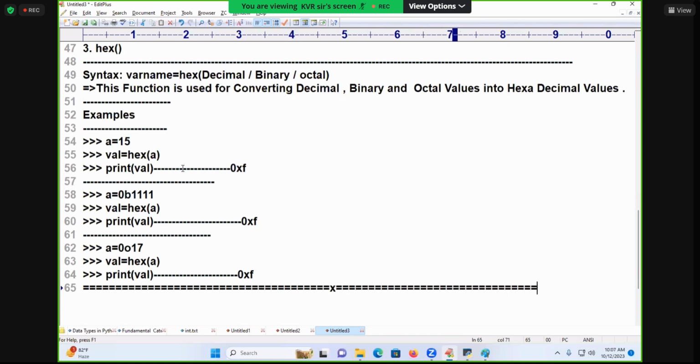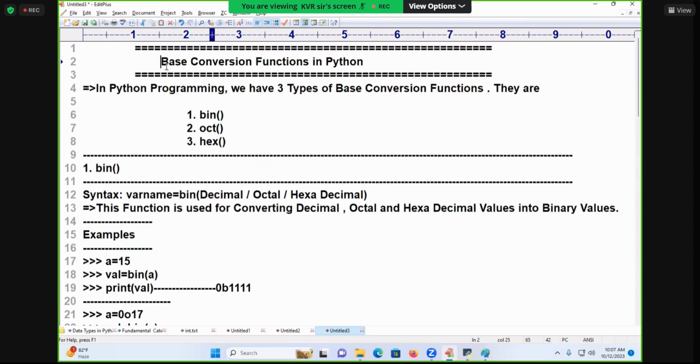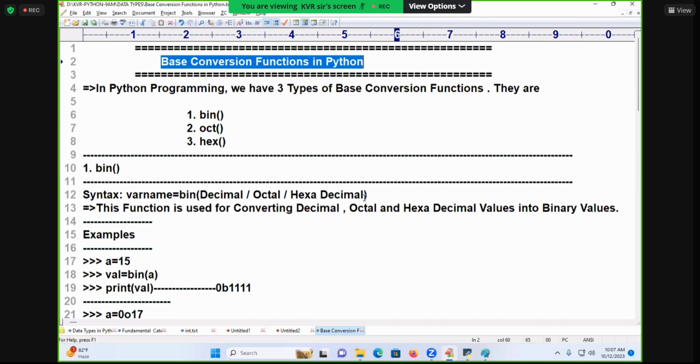Are you comfortable? Yes. This is about which type of things? Base conversion functions. How many base conversion functions are there? Very good. What are they? bin of, oct of, hex of. So there is no function called what? dec of. Comfortable? dec of is not there. By default, the data is converted into what type? Decimal.